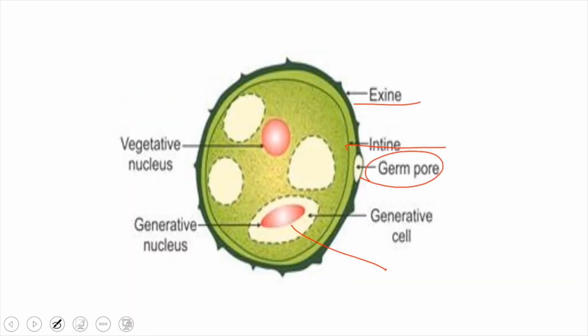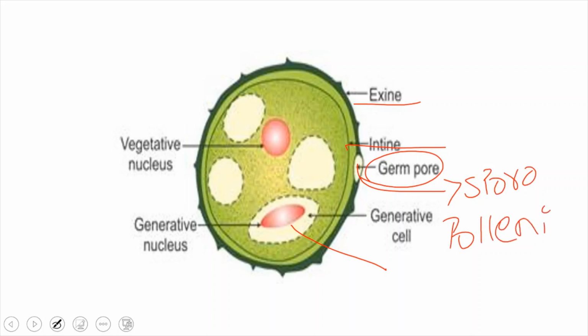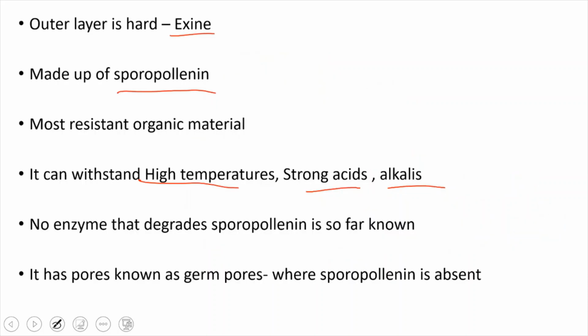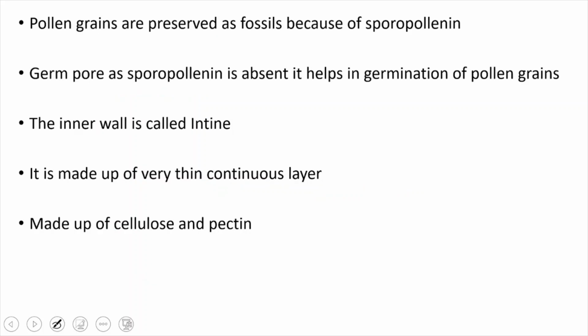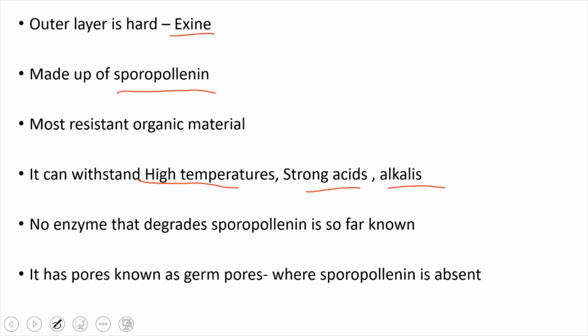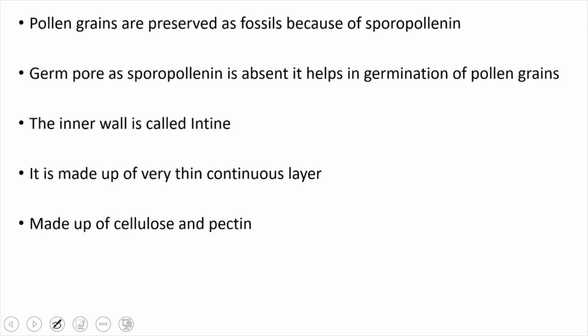See, some pores are present on the outer wall, which we call germ pores, and this is the place where sporopollenin is not present. At all remaining places sporopollenin is present, but at this place sporopollenin is absent, right? And pollen grains are preserved as fossils because sporopollenin is very hard and the most resistant organic material. That's why they are preserved as fossils. And we discussed the germ pore, which does not contain sporopollenin.